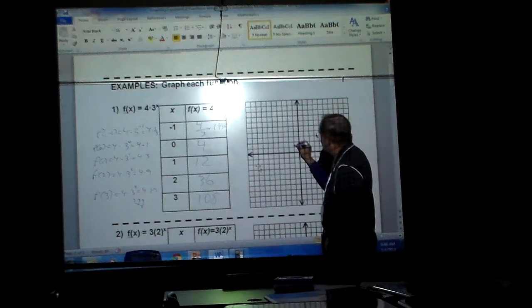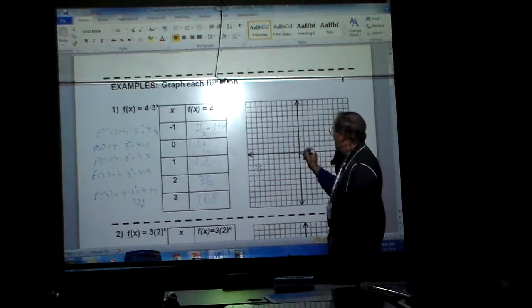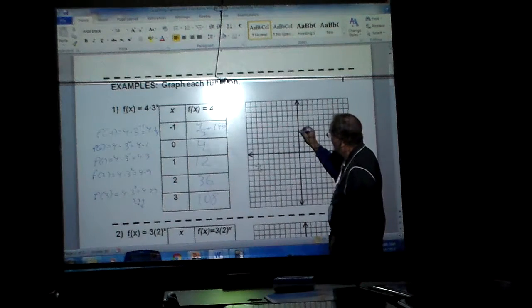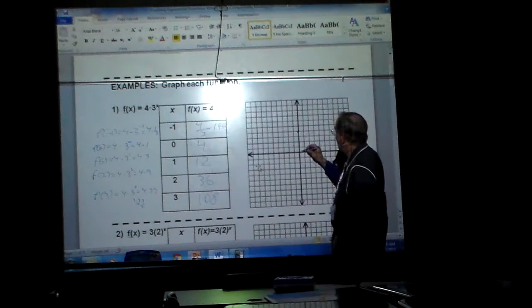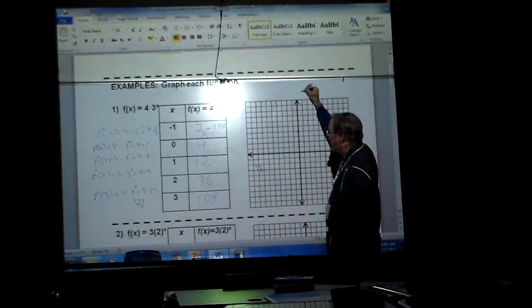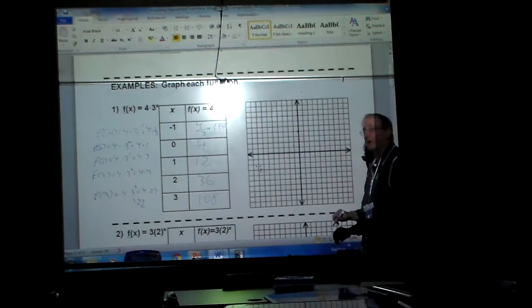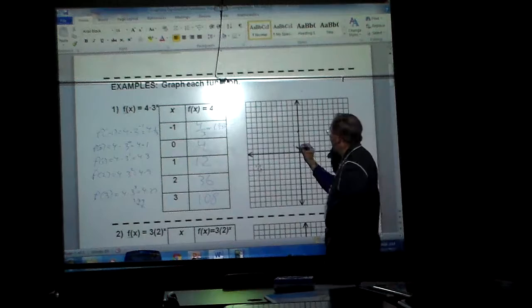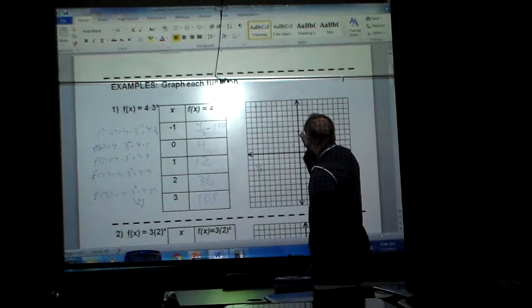So when I go over here to graph this, I'm going to have a point at -1, and it will be at 1 1/3, a little bit about right there. At 0 will be at 4, 1, 2, 3, 4, right there. And then at 1, 12, we're already way up here. 2, 36 is going to be way up there like that. And I know this exponential function is going to look something like this here.